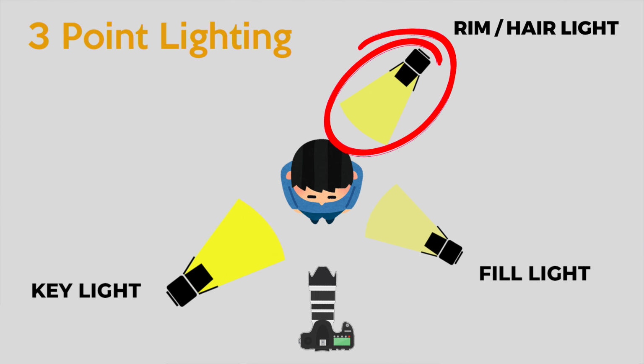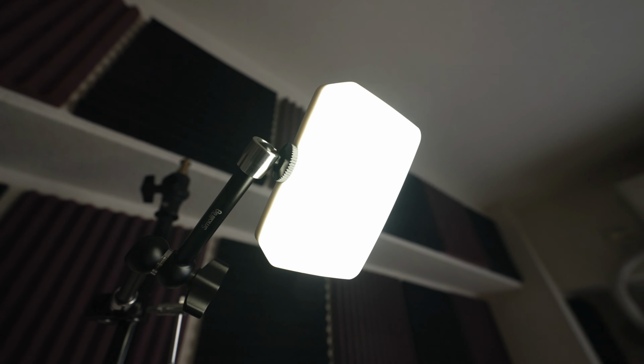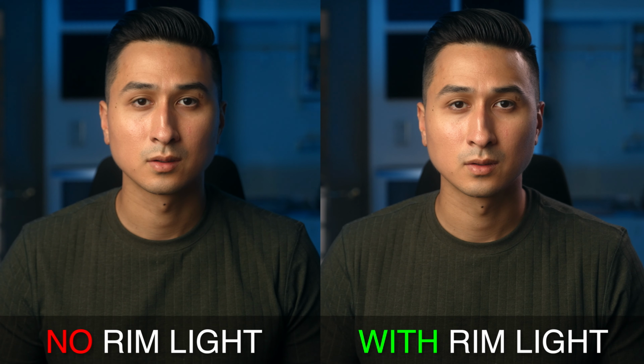So the rim light is also known as the hair light, and the main purpose for this light is to separate you from the background. And we want to usually place this light higher than us, but then angling it down. And if we take a look at these 2 shots here, we can see the difference we get when using a rim light.